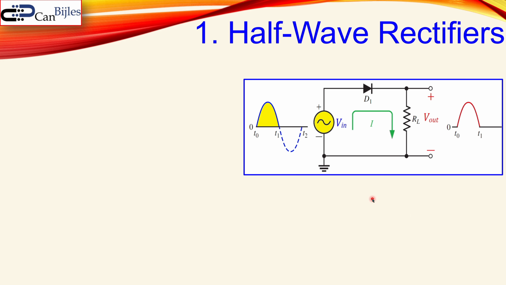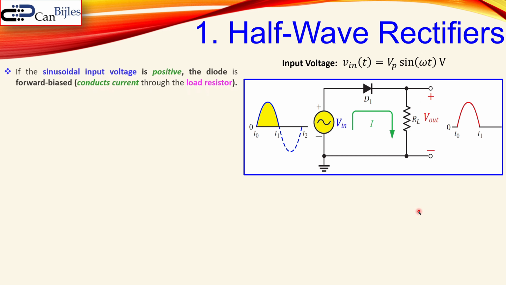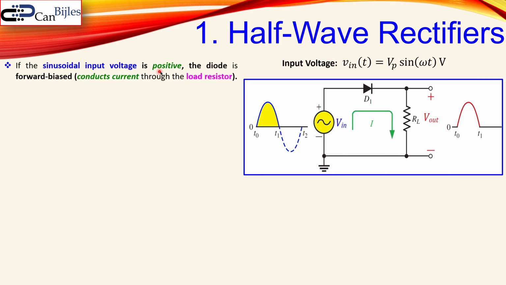The input voltage is given by this expression, where Vp is the peak voltage in Vp sin(omega t), where omega is the radian frequency. If the sinusoidal input voltage is positive, the diode is forward biased. That means there is conduction and current flows in the complete circuit, also through the resistor. So we have a voltage drop across the resistor and also current flow.